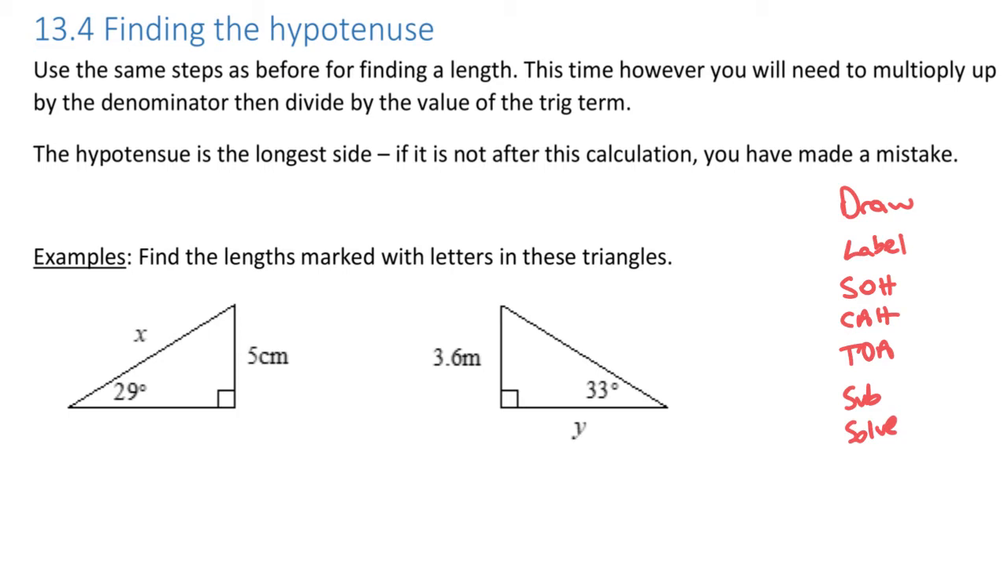So in this, we're going to do the same idea, only what we'll have to do is multiply up by the denominator and then divide by the value of the trig term. Now remember, the hypotenuse is the longest side, so whenever we're trying to find the hypotenuse, if the answer is not bigger than the side that we know, then we've made a mistake. So in these examples, find the lengths marked with the letters in these triangles.